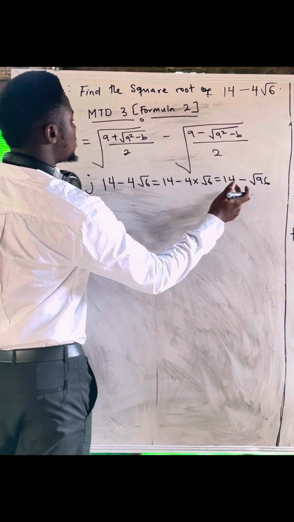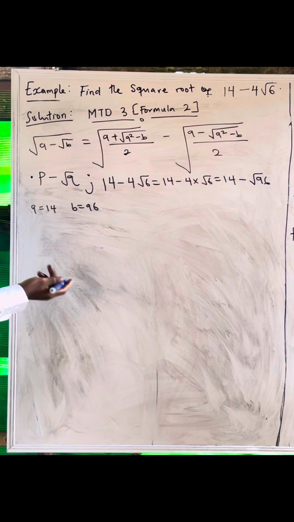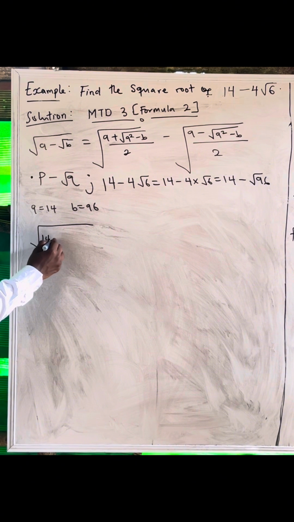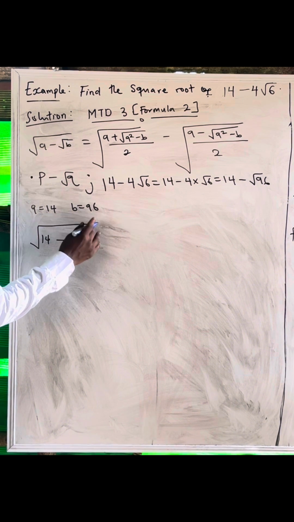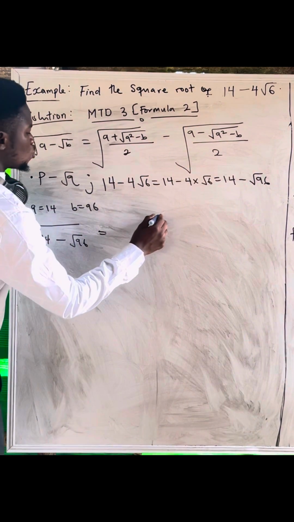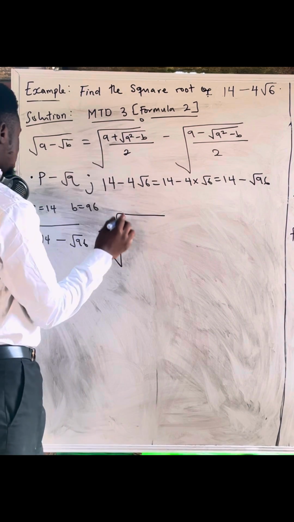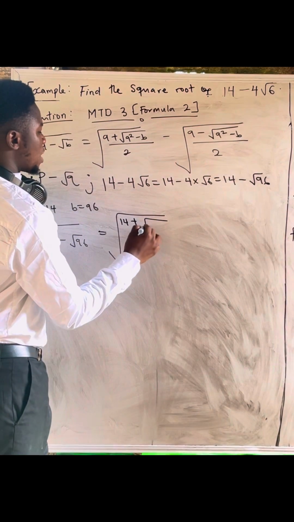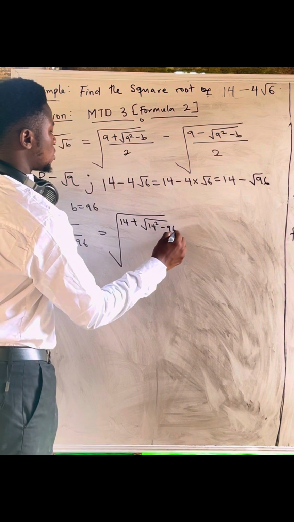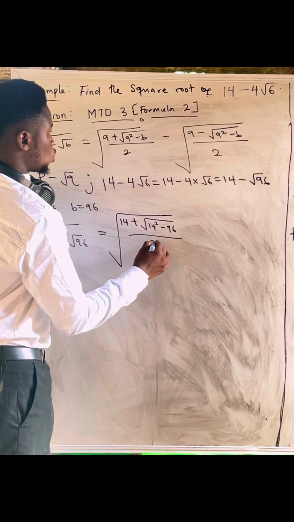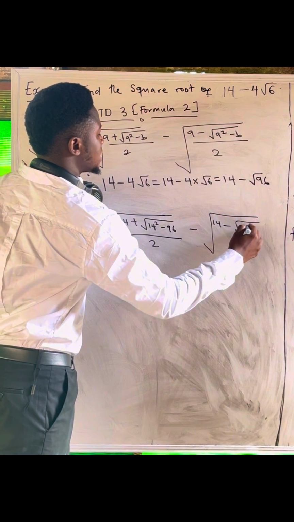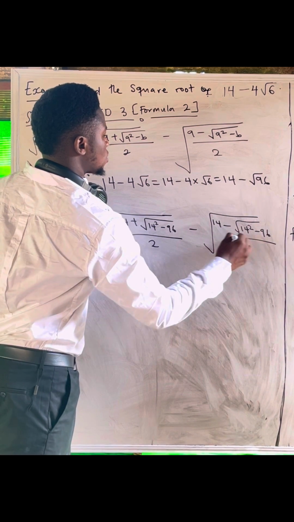So the value we got here will be A, and the value that is equal to is 96. So therefore, we then say that square root 14 minus root 96. Don't forget that 14 minus 4 root 6 is same thing as 14 minus root 96. We now equals to square root of A, which is 14, plus square root 14 squared minus B, which is 96, over 2, minus square root of 14 minus 14 squared minus 96 over 2.